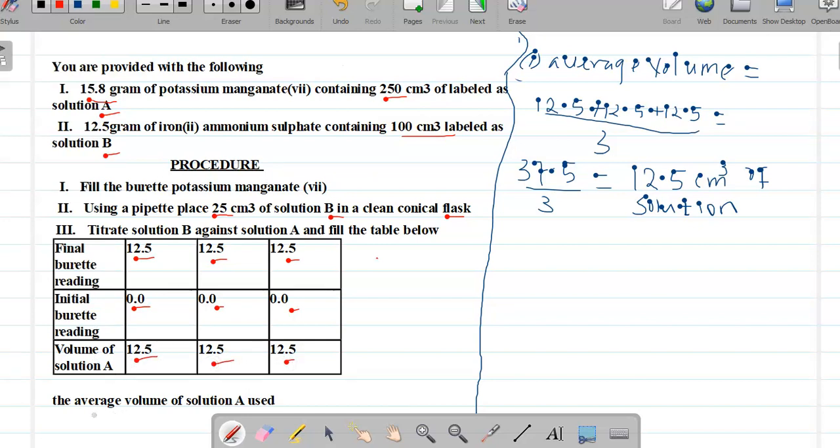The first question is asking: calculate the average volume of solution A used. To calculate the average volume, you add these three as we used to do. Average volume is equal to 12.5 plus 12.5 plus 12.5, divided by 3. When you add all of them, you get 37.5. Then divided by 3, you get 12.5 centimeter cubed of solution A used. This is the volume of solution A used. Very good. Let us see the next question.